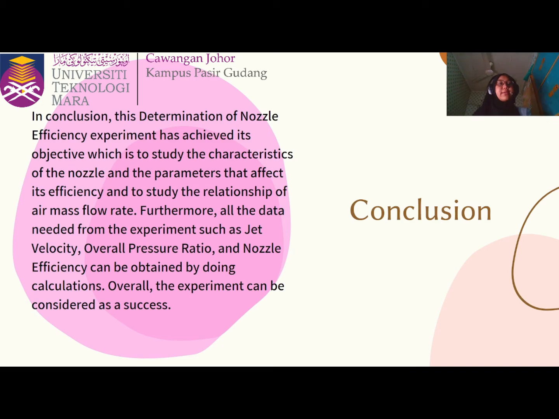For the conclusion in this experiment, this determination of nozzle efficiency experiment has achieved its objective, which is to study the characteristics of the nozzle and the parameters that affect its efficiency, and to study the relationship of mass flow rate. Furthermore, all the data needed from the experiments, such as jet velocity, overall pressure ratio, and nozzle efficiency, can be obtained by doing calculations. Overall, the experiment can be considered as a success.